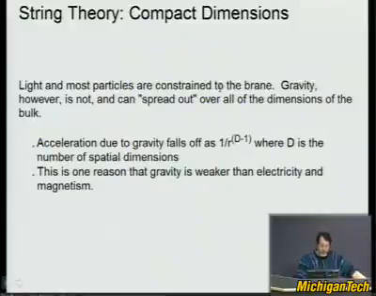Acceleration due to gravity falls off as r to the d minus 1, where d is the number of spatial dimensions. This is one reason that gravity is weaker than electricity and magnetism. So string theory holds promise because it can explain things that are just empirically determined in regular, classical, and even standard variety quantum mechanics and gravity. You know, why gravity is weaker than electricity and magnetism, we don't know. Why the proton has several thousand times the mass of an electron, we don't know. Ultimately, some information has to be put in to get anything out, but one of the great hopes of string theory is you can get much more of these things out from relatively simple starting assumptions.